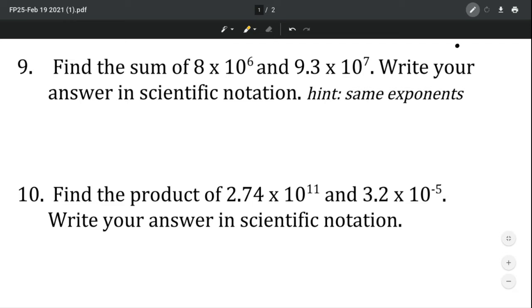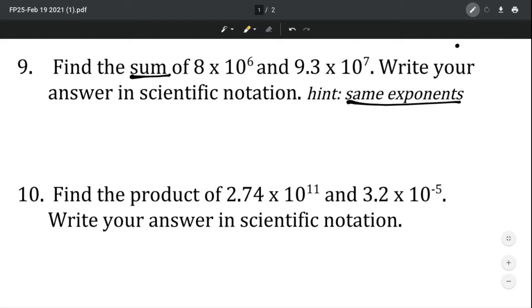Okay, so this is Friday paper 25 that's due February 19th, and I am in my Algebra 1 class working on this paper. So we're going to start on number 9. Anyone in the class want to help with number 9? Find the sum of these two numbers that are in scientific notation, and then our answer needs to be in scientific notation. And I gave you a little hint.